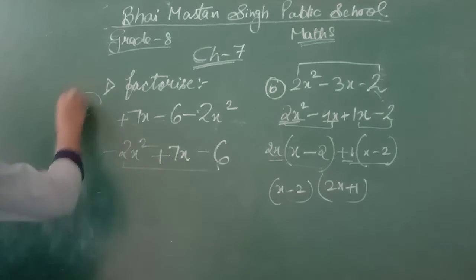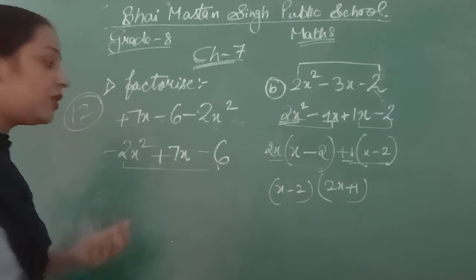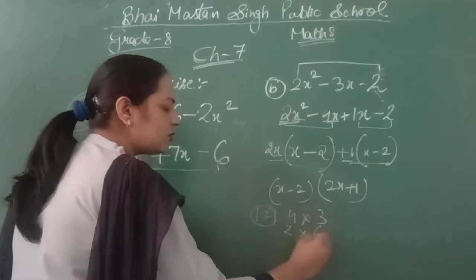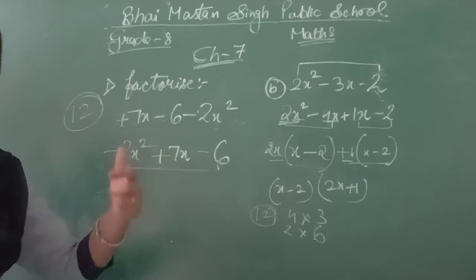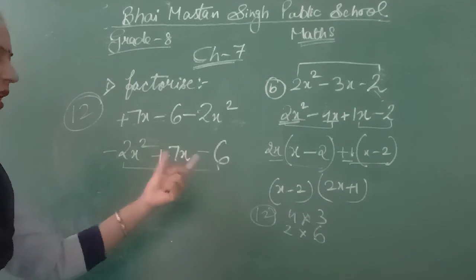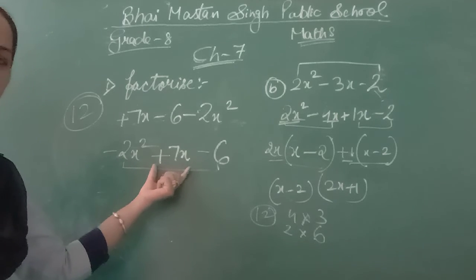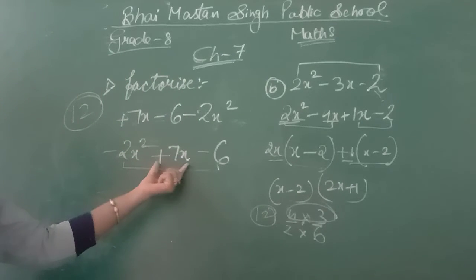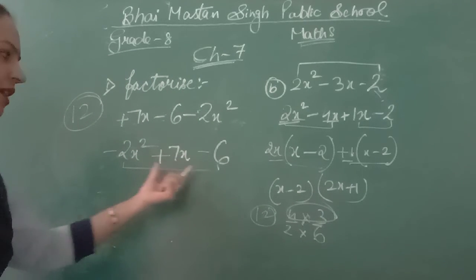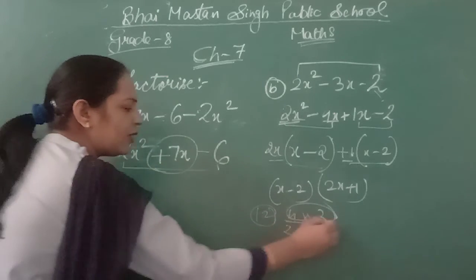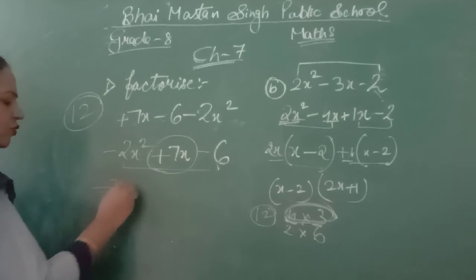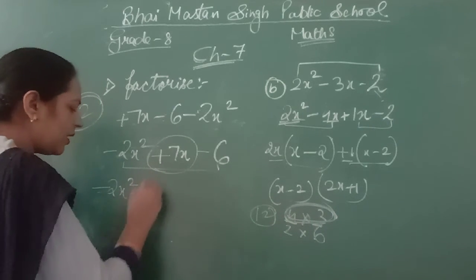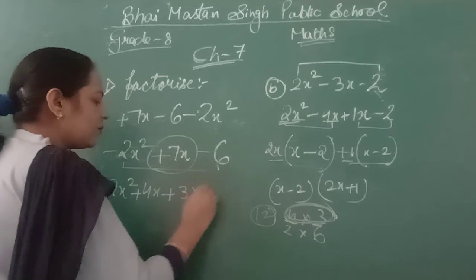Now 12. What are the factors of 12? 4 into 3, 6 into 2, and other factors we can find. Now I have to check whose sum will be 7, and I saw that 4 and 3 sum to 7, and when I add these I get the answer 7. So in place of this 7x I will write 4x and 3x, minus 2x square, plus 4x plus 3x minus 6, with x in both the terms 4x and 3x.